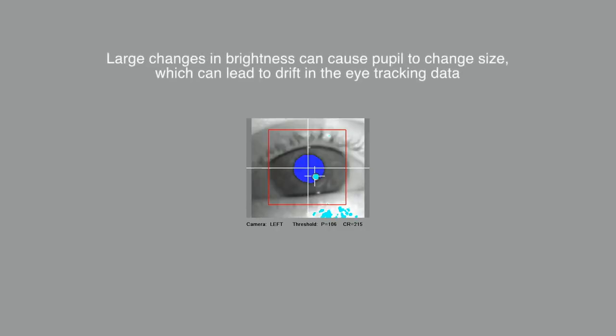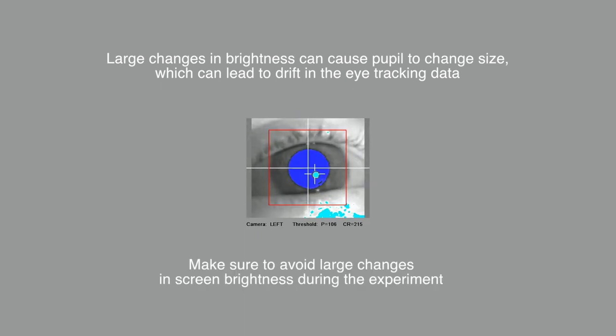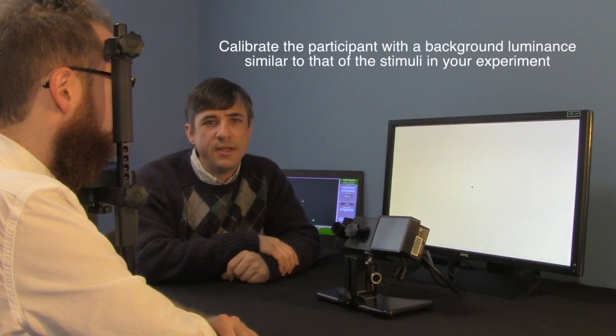Large changes in brightness can cause the pupil to change size. Such pupil size changes can lead to drift in the eye tracking data. So, make sure to avoid large changes in screen brightness during your experiment. For instance, if you use white stimuli on a black background in your experiment, you should calibrate with a white target on a black background, and vice versa.